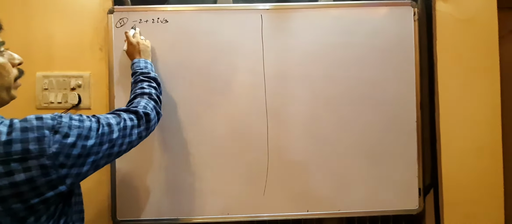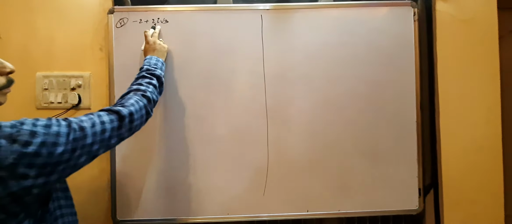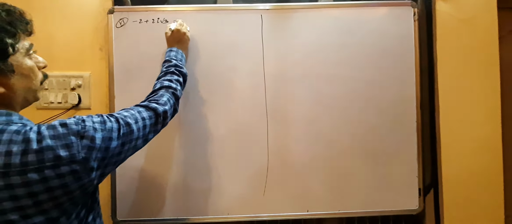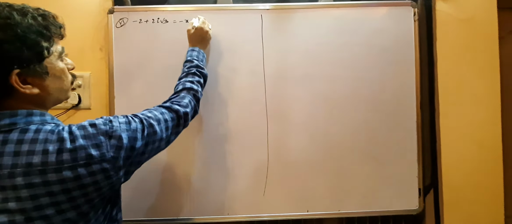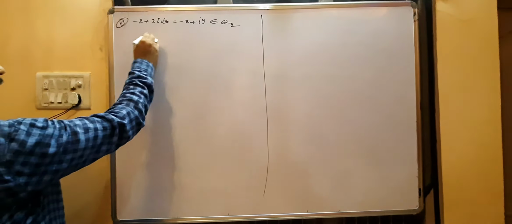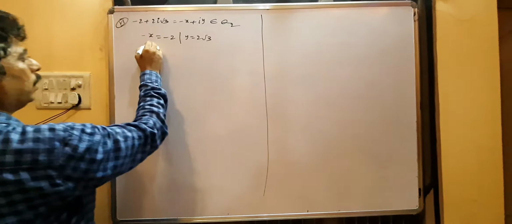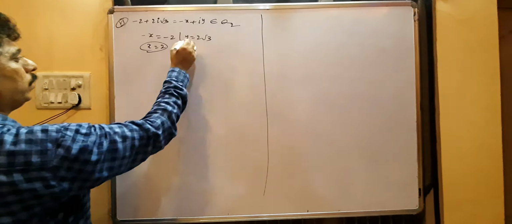Last problem in this model: minus 2 plus 2i root 3. Real part negative, imaginary part positive. So this is minus x plus iy, which obviously belongs to the second quadrant. Minus x is minus 2, y is 2 root 3. So x equals 2.